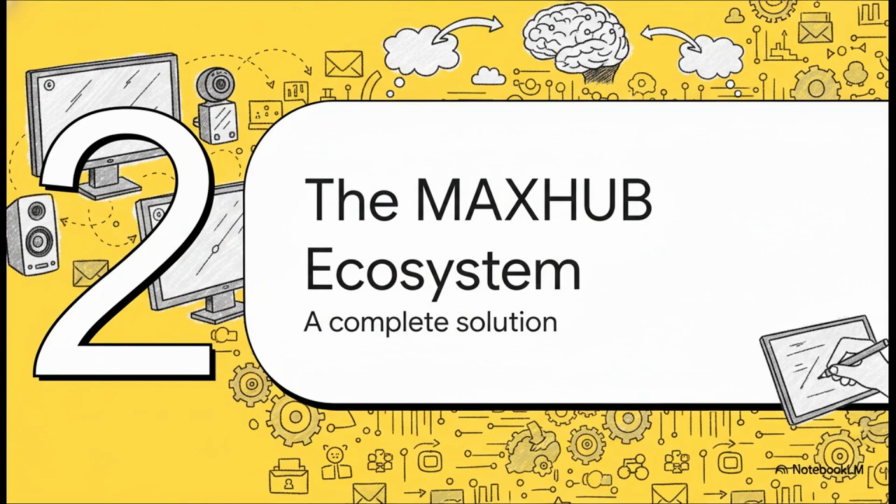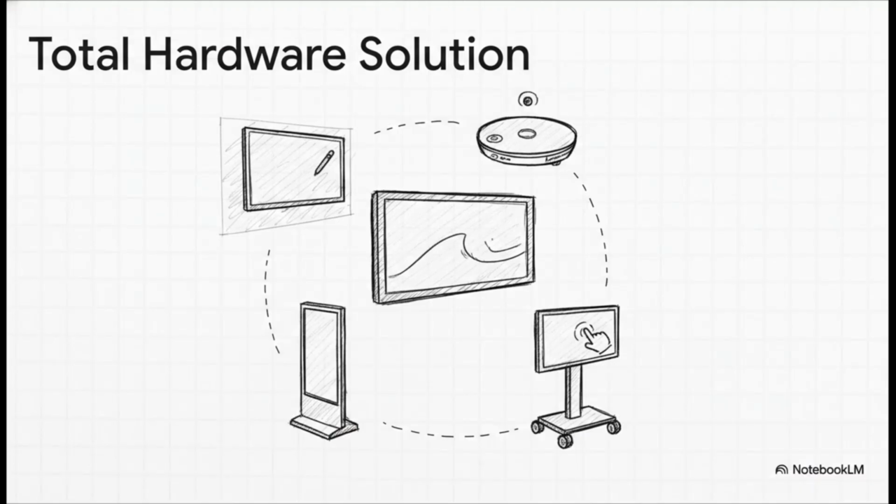Okay, so that's the big idea. But how does that philosophy actually translate into real physical products? Let's take a look at the hardware that makes up the entire MAXHUB ecosystem. This right here really shows you their total solution thinking. It's not just about selling one smart screen, it's a whole family of devices that are designed from the ground up to work together perfectly.